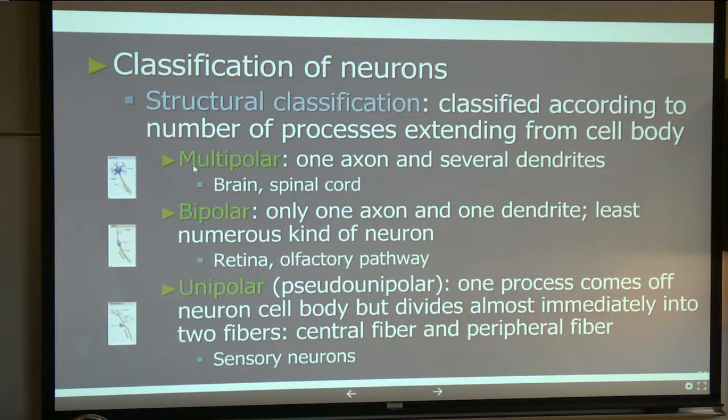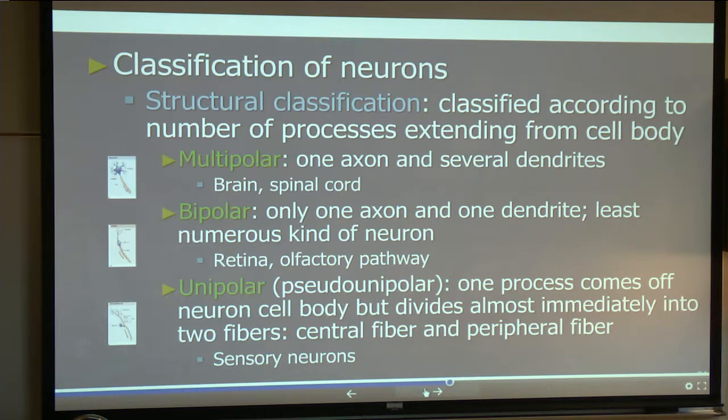We have multipolar, multi means many, so many poles, many extensions. Bipolar, bi means 2, so 2 extensions. Unipolar, uni means 1, so there's only 1 extension. First, let's look at your multipolar. So we see this associated with the brain and the spinal cord. So we see this associated with the central nervous system.